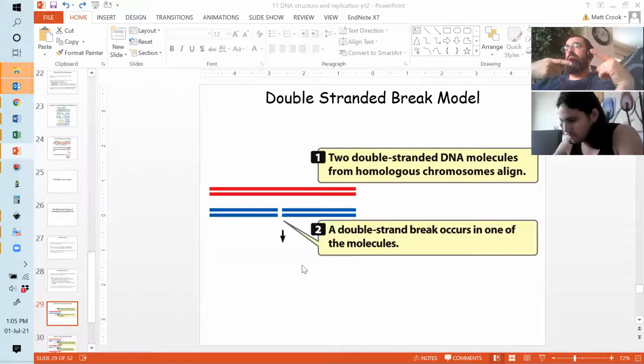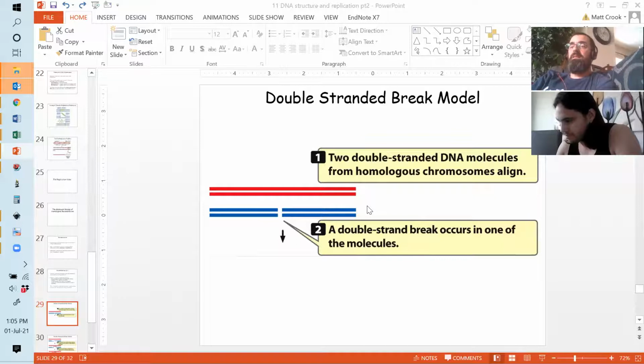Single-stranded bits of DNA for both strands. And then we're going to use the other chromatid as a template to continue the synthesis across this gap, right? That's the general idea we're dealing with here. So again: break it, chew it back, use the other double-stranded DNA molecule as a template.